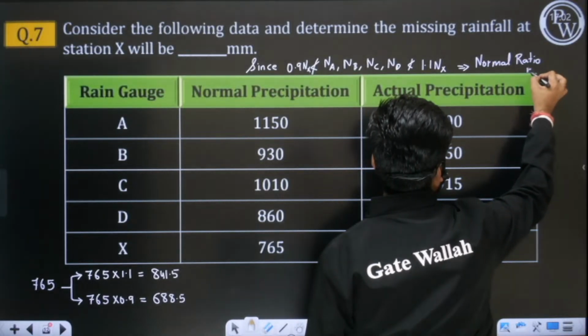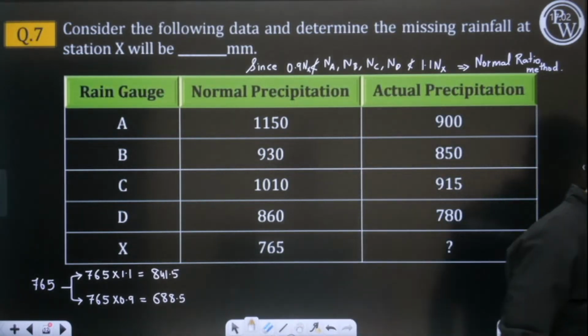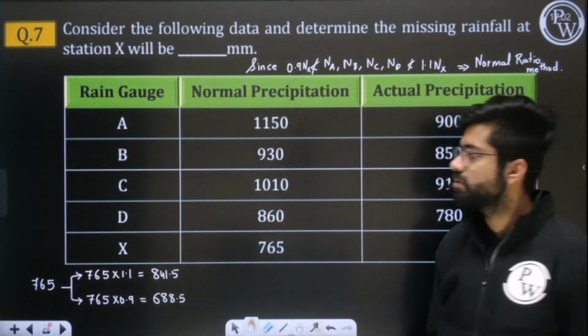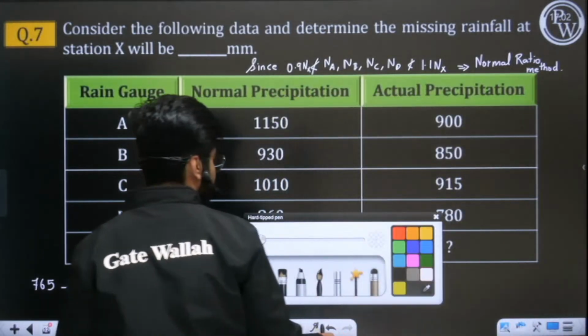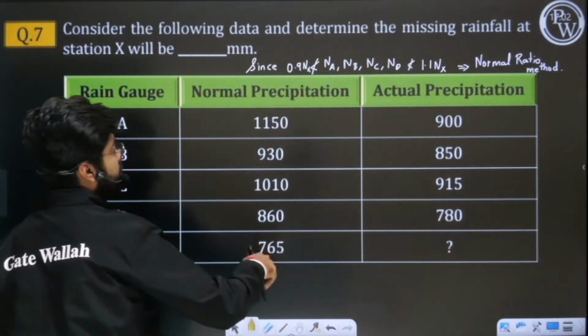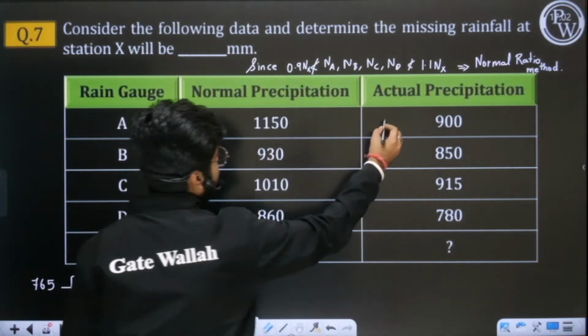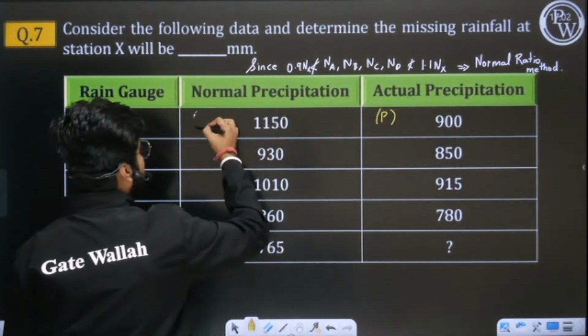That's why I will use which method? Normal ratio method. Yes or no? Perfect. Yes, so apply normal ratio method. See, normal ratio method is very simple. P by N values. This is the N column, this is the P column.